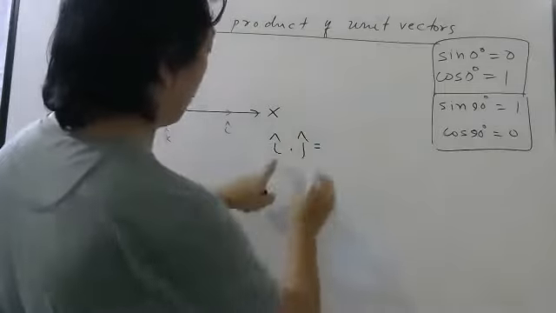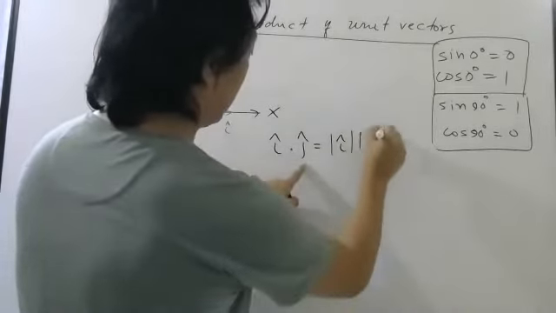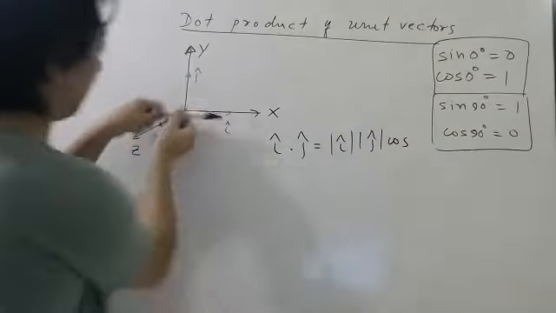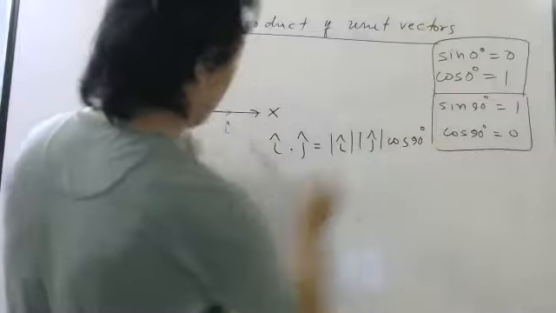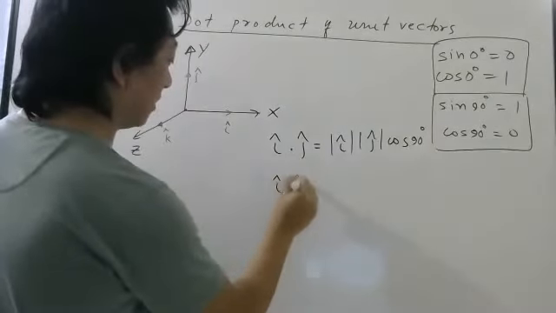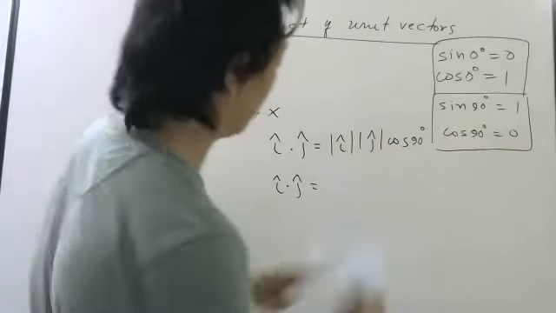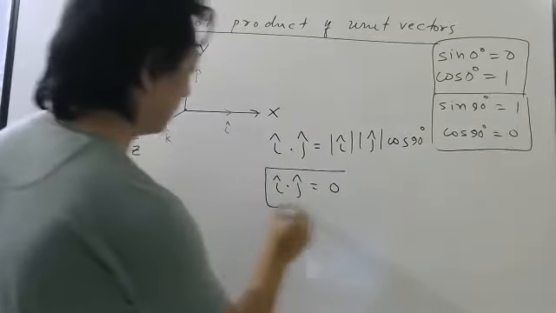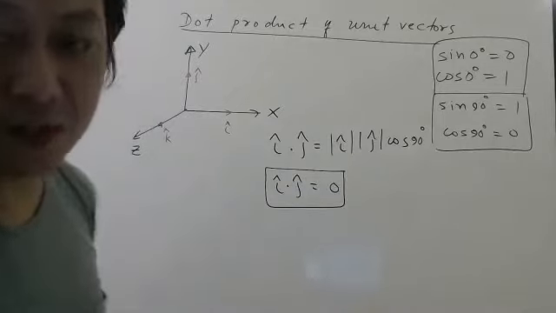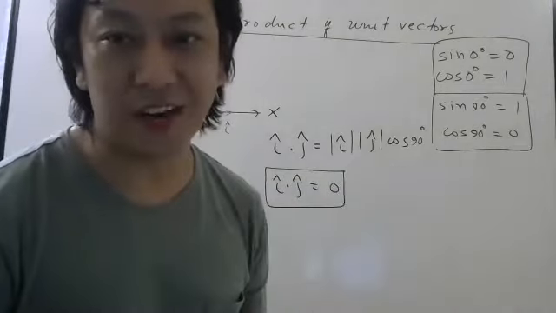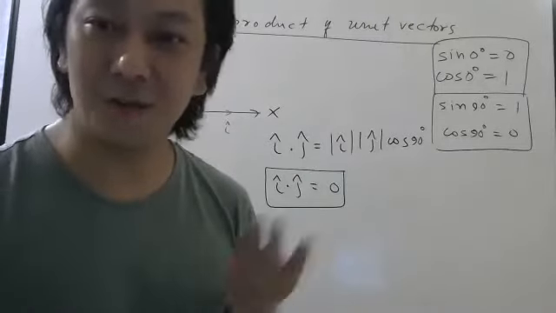What will be the formula? Magnitude of this, angle between i cap and j cap. What is the angle? 90 degrees. So what will be i cap dot j cap? 1 into cos 90 is 0. So this is 0. So i cap dot j cap is 0 because they are perpendicular. Directly also you can write. Already I have taught you. If two vectors are perpendicular, dot product will be 0.